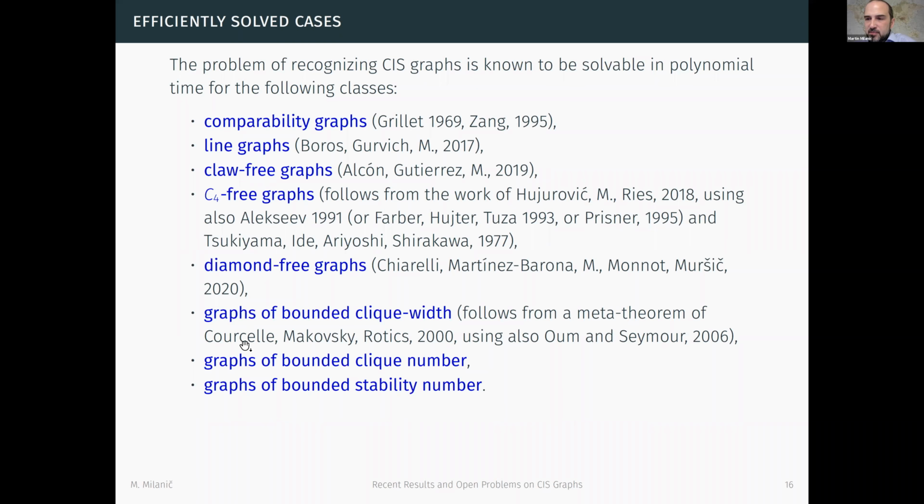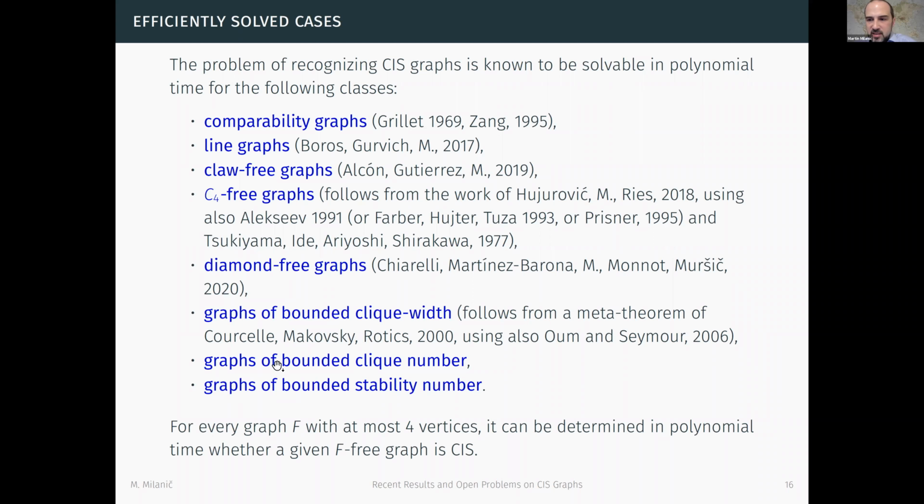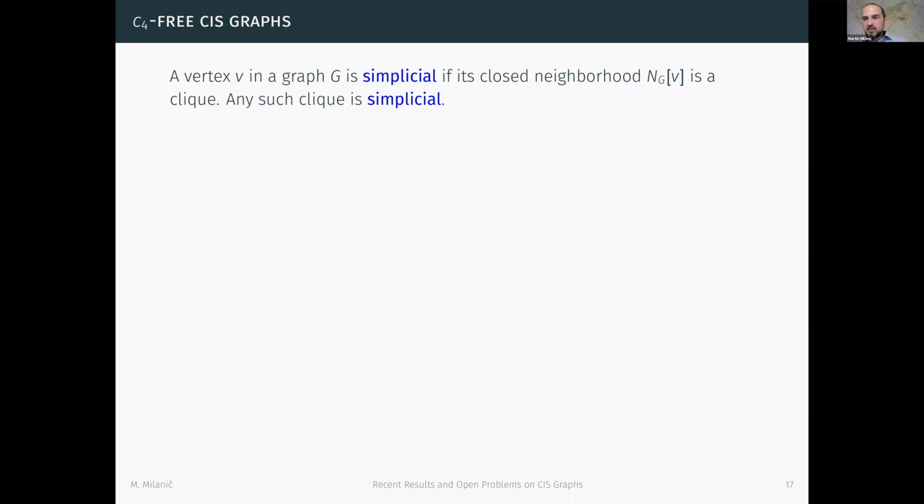These are quite different approaches. So it's really a challenging problem how to recognize CIS graphs, and a unifying approach is still missing, if there is one. But some of these results imply that for every graph F with at most 4 vertices, if F is excluded as an induced subgraph, then it can be determined in polynomial time whether a given F-free graph is CIS. From 5 vertices on, if you exclude a graph on 5 vertices or more, then we already do not know. We have some open cases. Now, let me explain in just a couple of minutes the idea for C4-free graphs.